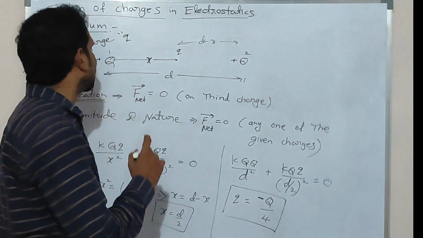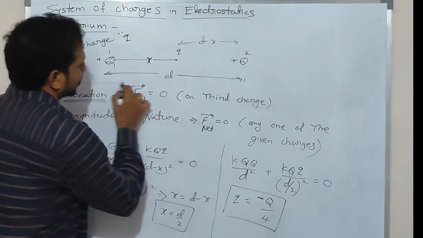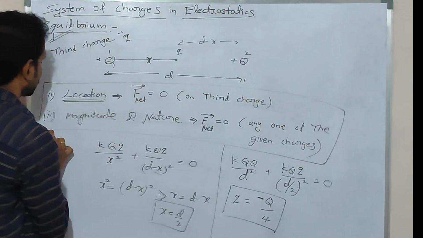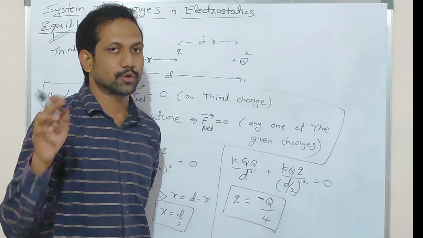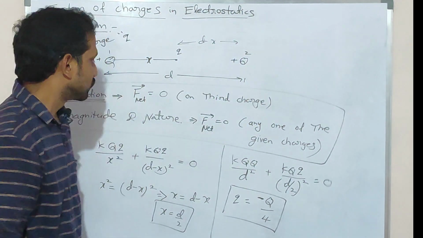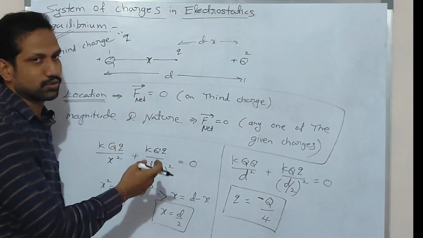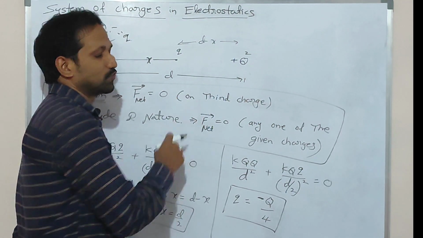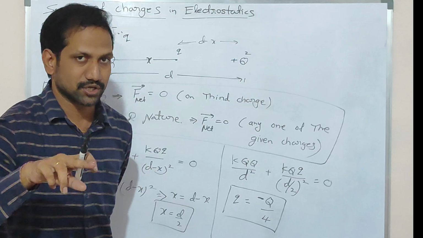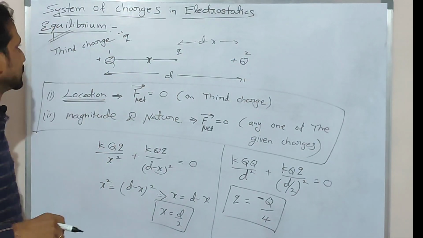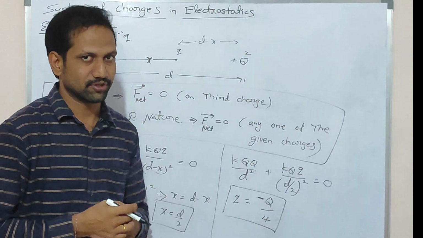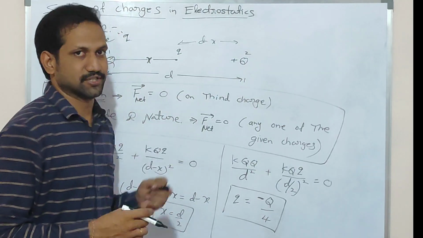I hope you got it. And the rule I will tell you again. To find the location of the unknown charge, you should equate the net force acting on the unknown charge to be 0. To find the nature and magnitude of the unknown charge, we should equate the net force acting on any one of the known charges to 0. This is the system of charges in equilibrium, and this can be a shortcut.